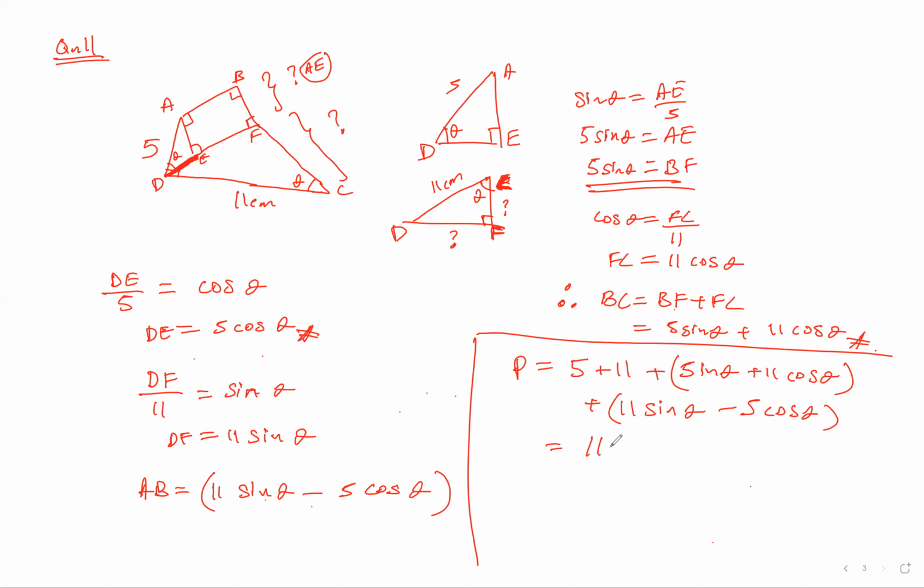That will give me 16 plus 16 sine theta plus 6 cos theta. Is that what you are supposed to find? Yes. So perimeter found.